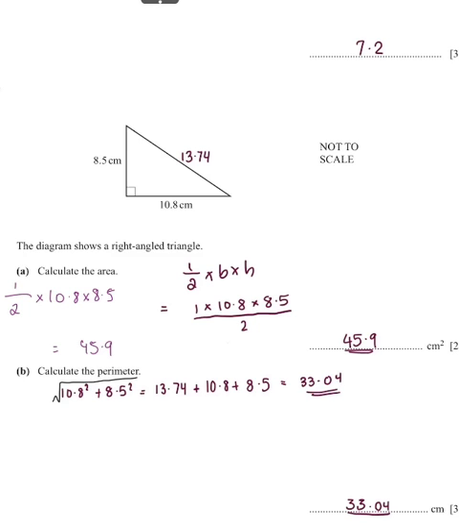Now, to calculate the perimeter, first of all, you'll have to know the other side. Since it's a right angle triangle, you can use Pythagoras theorem, and you can do 10.8 squared plus 8.5 squared, equal to the root of that. The root is important. And then you get 13.74. For the perimeter of a triangle, we just add the sides. So 13.74 plus 10.8 plus 8.5 will give you 33.04.